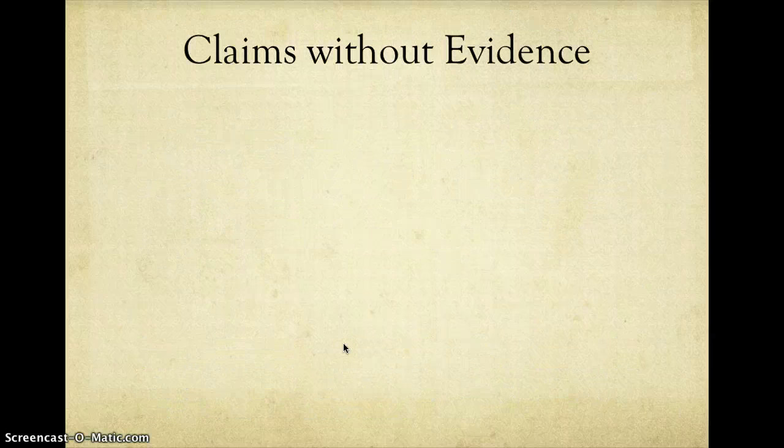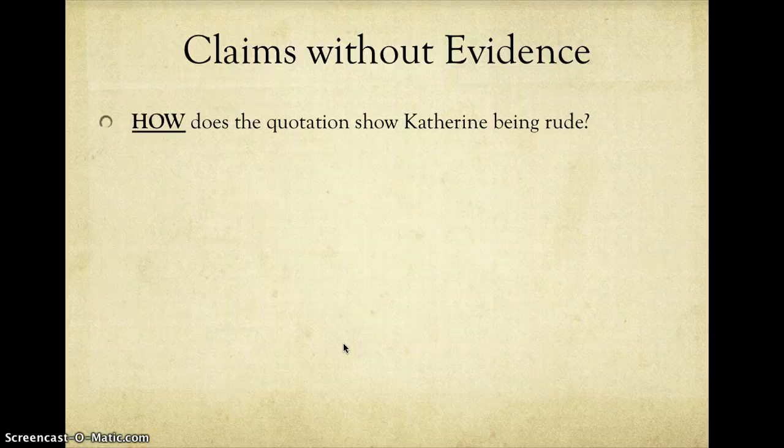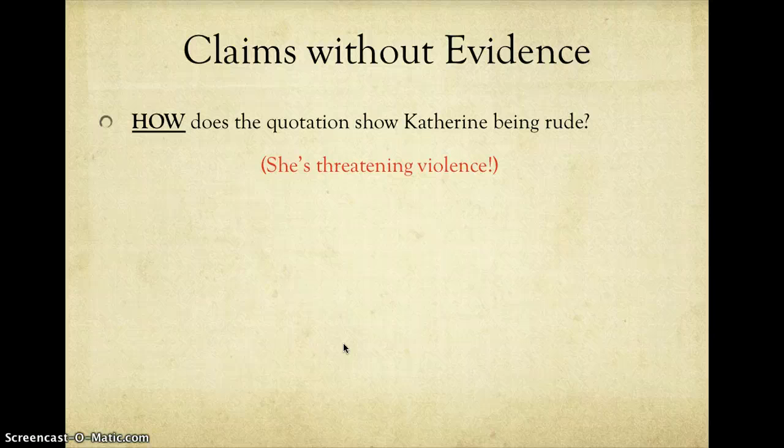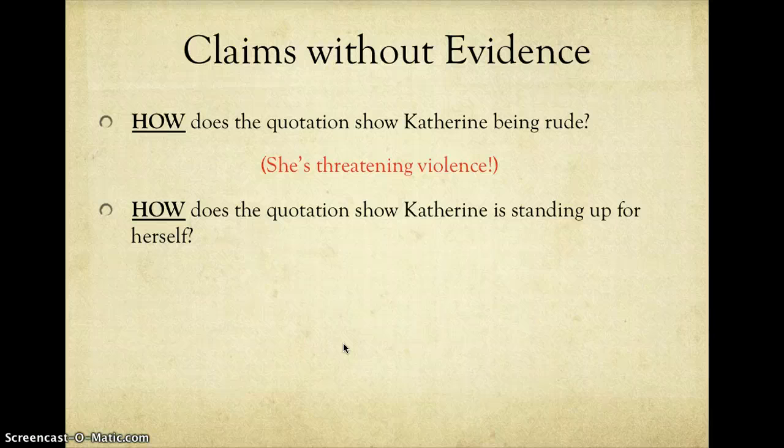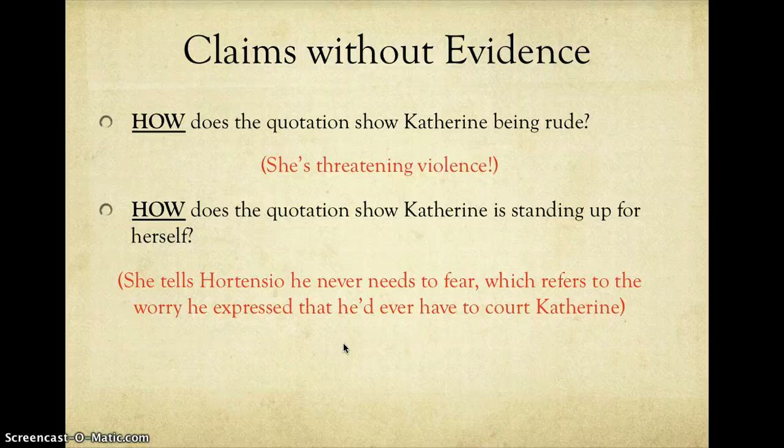So let me give you an example of how to make sure you never have claims without evidence. So that quotation that you saw, how does it show Catherine being rude? Well, she's threatening violence. And you should say that in your D section. You should say, Catherine is being rude because she threatens Hortensio with violence. And that violence is specifically using a stool to hit him upside the head. How does the quotation show Catherine is standing up for herself? With the beginning part of that quotation, she's telling Hortensio he never needs to fear, right?